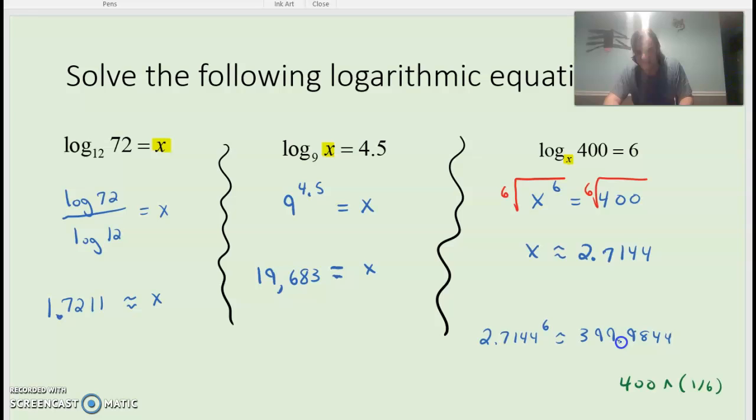So when I round off any part, I can't expect it to balance perfectly. So just kind of keep that in mind. All right, we're going to get plenty of practice solving equations in the future.